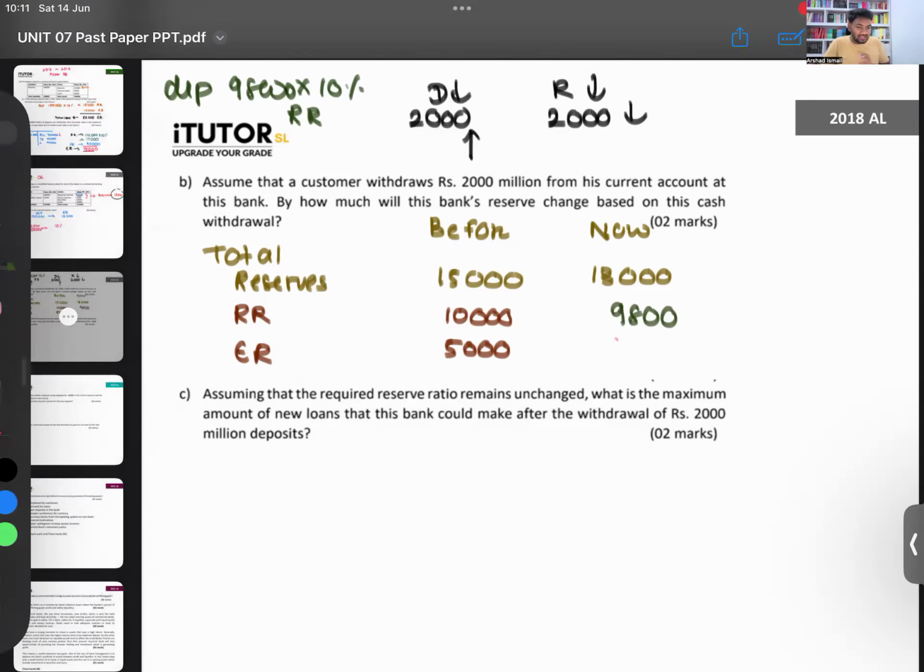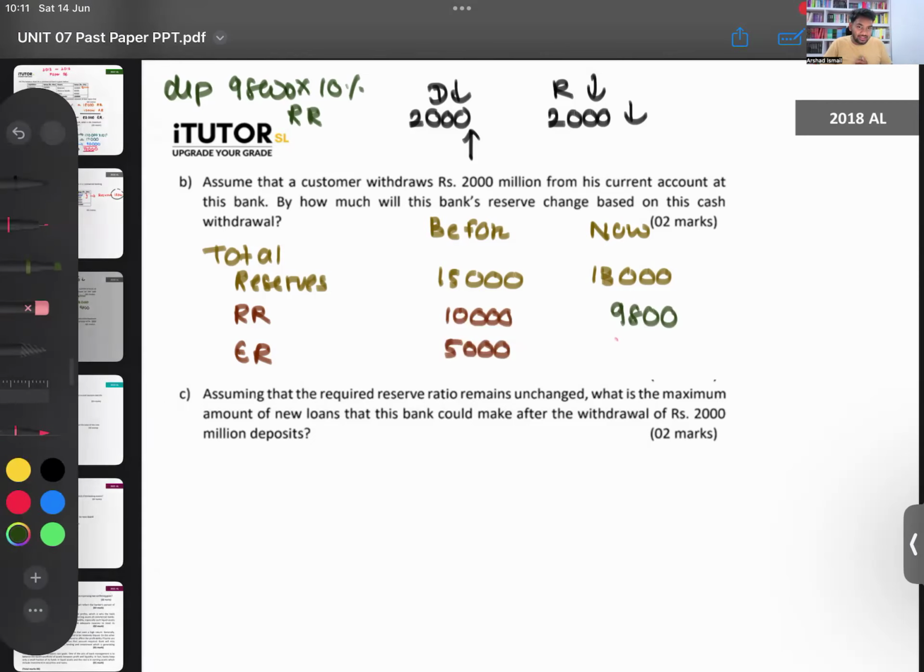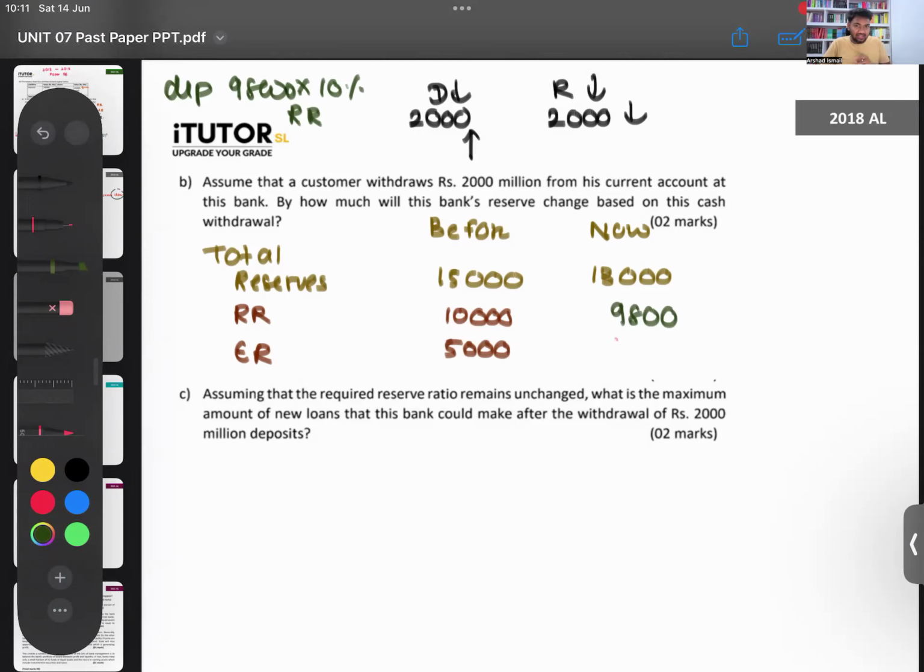So now you have total reserves of 13,000. From that, if 9,800 is required, then the balance has to be excess. So how much is the balance? The balance is 3,200. So you can see required reserves fell by 200. Excess reserves fell by 1,800. So overall, your total reserves fell by 2,000. Now that is what happened.